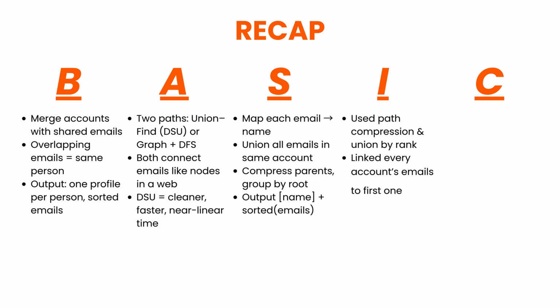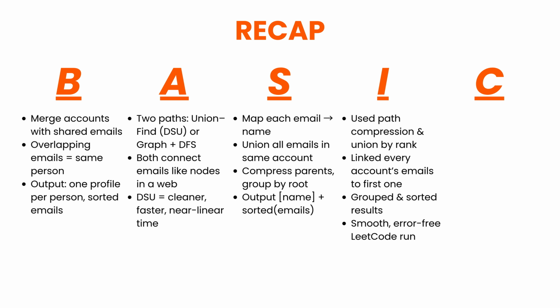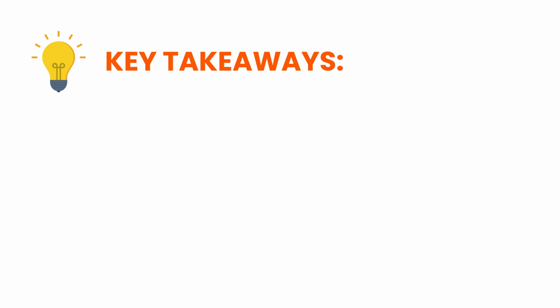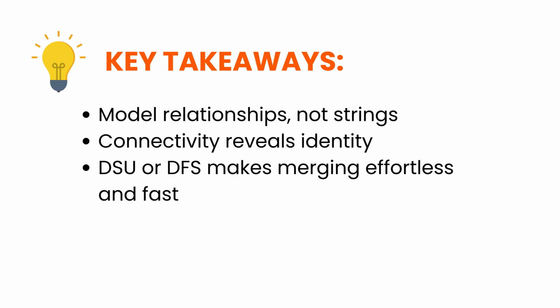We applied path compression and union by rank to keep operations effectively constant, tied every email in an account to the first one, grouped by root, sorted the emails, and it all ran cleanly on LeetCode without any errors. We verified the logic through the LeetCode run. Components merged correctly, outputs were deterministic after sorting, and all test cases passed as expected. The big takeaway: model the data, not the strings. Once you see emails as a connectivity problem, DSU or DFS makes merging straightforward, fast, and interview-proof.